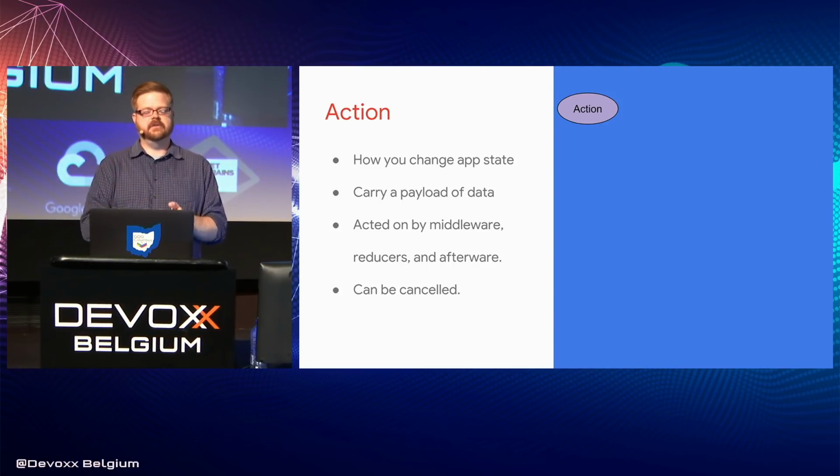It will go into the dispatch stream and be acted on by middleware, reducers, and afterware, which again I'll talk more about in just a second. And an action can be canceled. If a piece of middleware logic looks at an action and says, this is not the right time for that, it can actually cancel the action and prevent it from being processed.